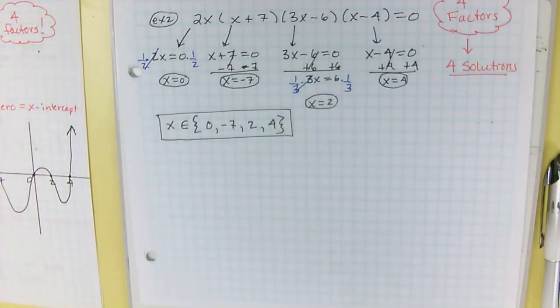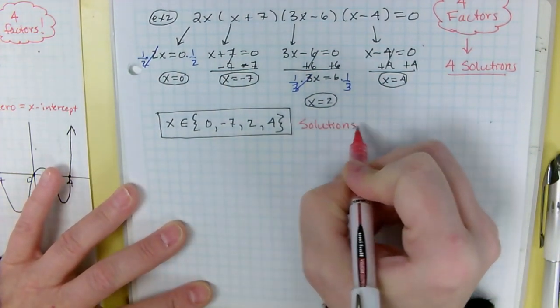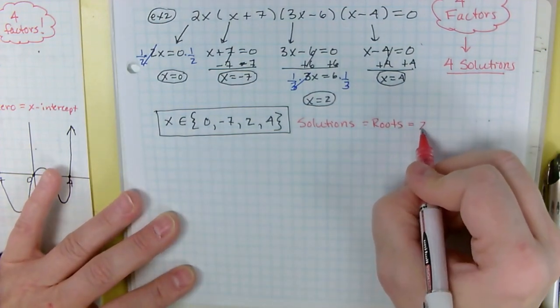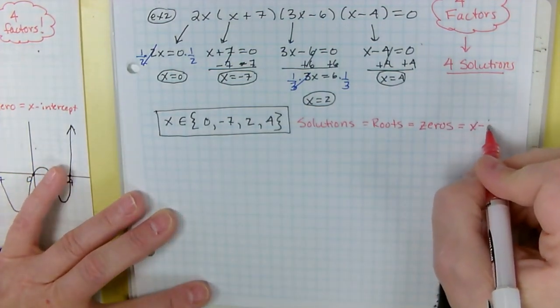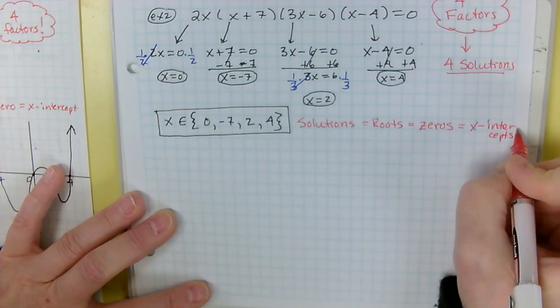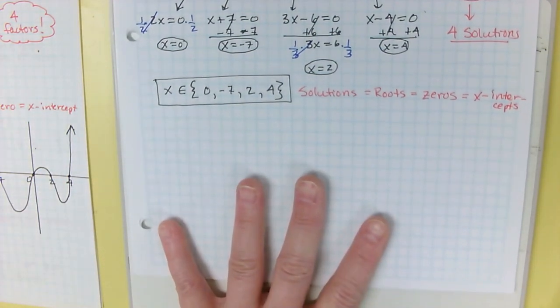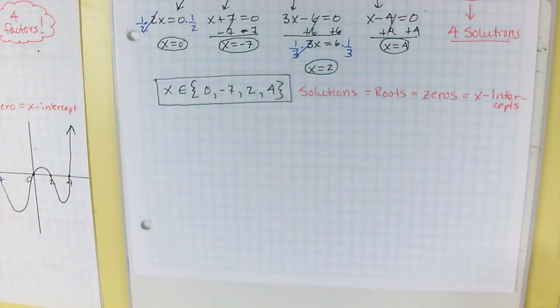Now, depending on what worksheet we're doing, sometimes they don't just call them solutions. Sometimes they call them roots. Sometimes they call them zeros. And sometimes they're going to call them X-intercepts. And we'll go through some of those as we learn. But solutions do come with more than one name.